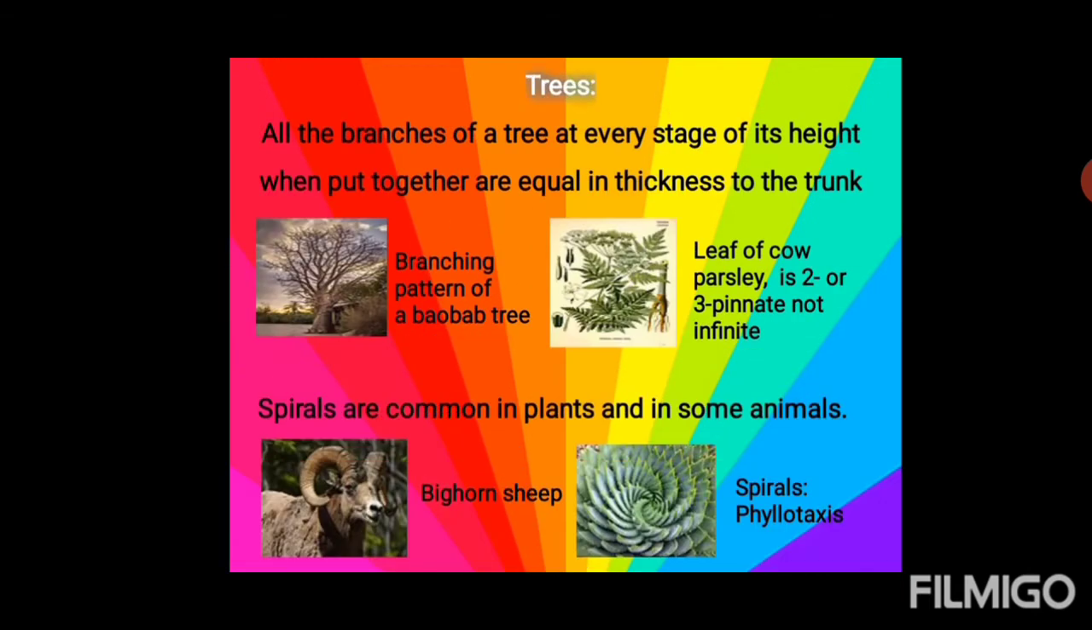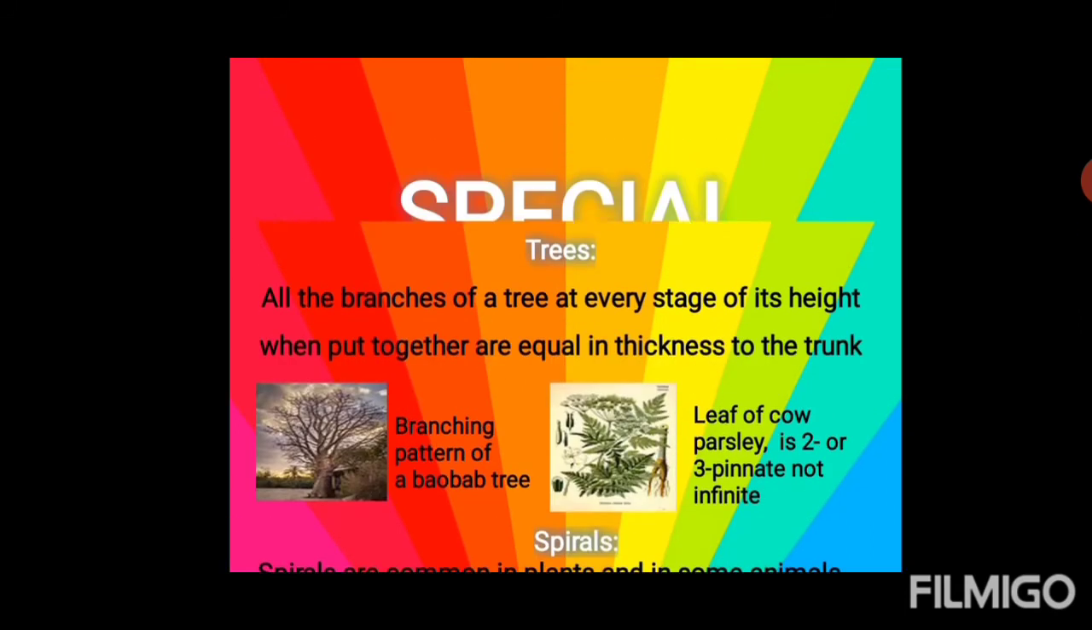Next one is trees. All the branches of tree at every stage of height when put together are equal to the thickness of the trunk. This is bamboo tree. This branching looks like a pattern. And leaf, cow parsley leaf. This is 2, 3 and so on. It's not infinite, right? Then spirals are common in plants and some animals. Bighorn sheep have a spiral shape in the horn, and phyllotaxis is also spiral.